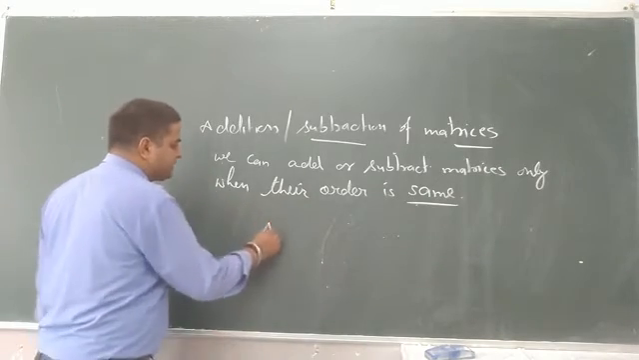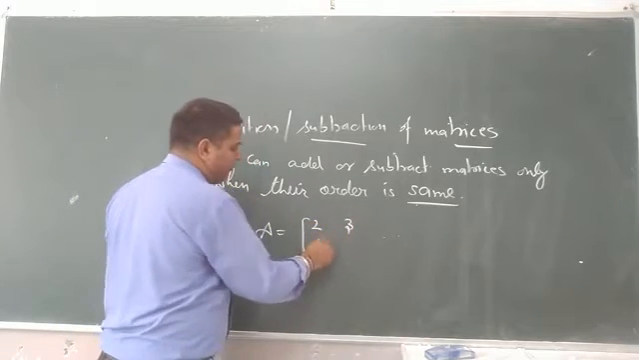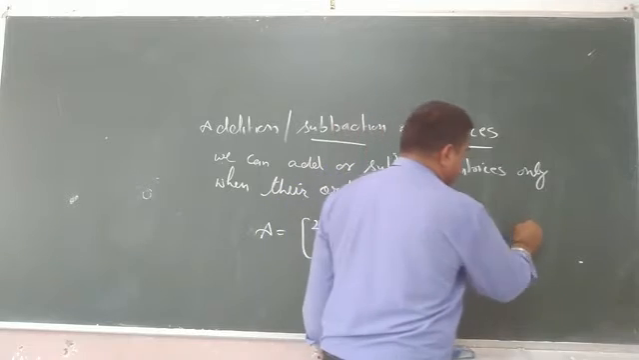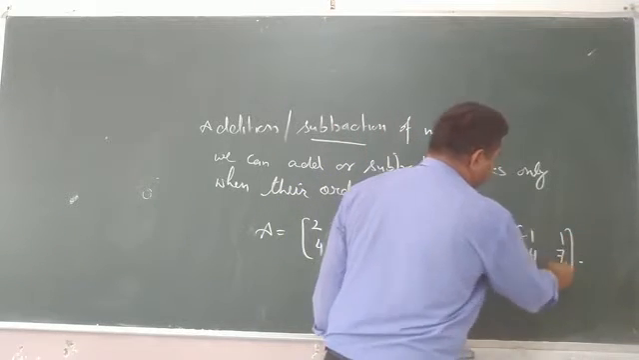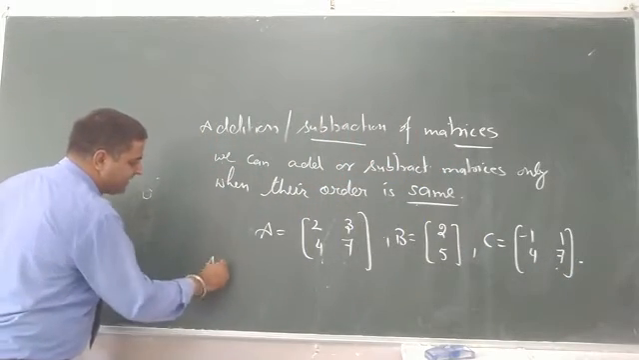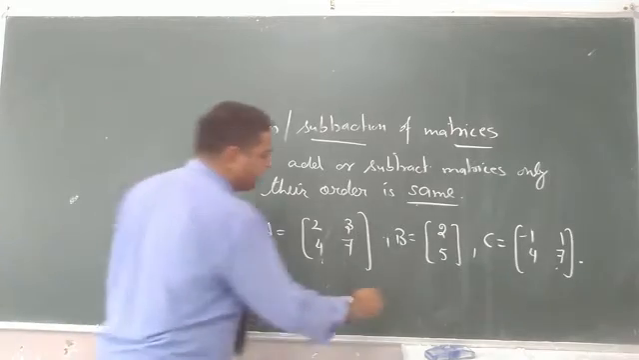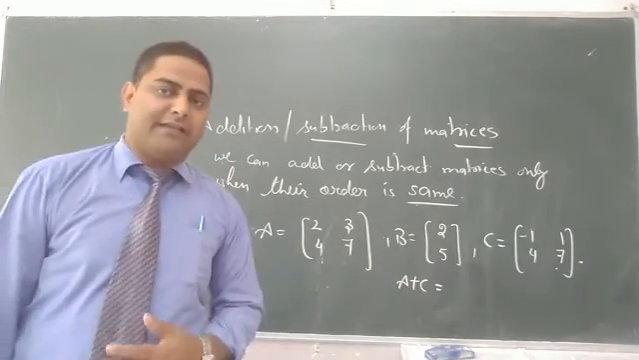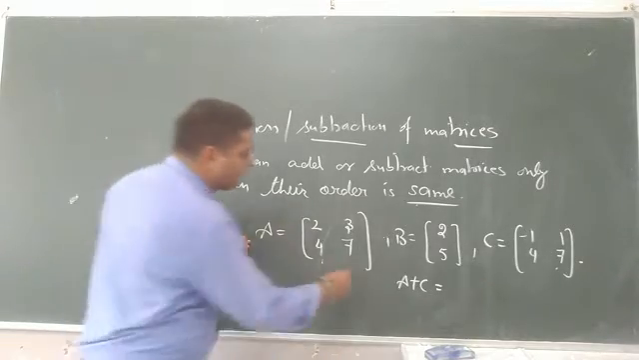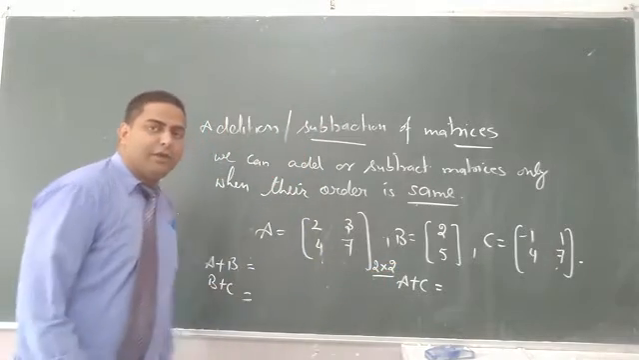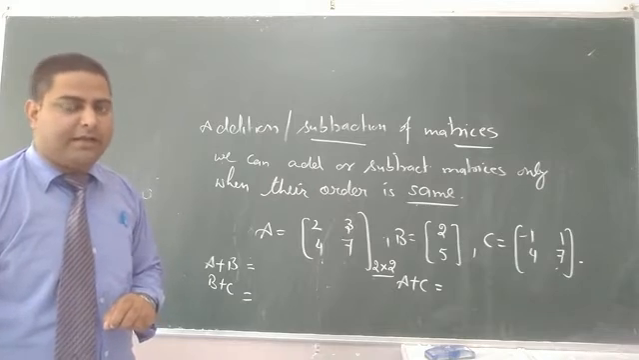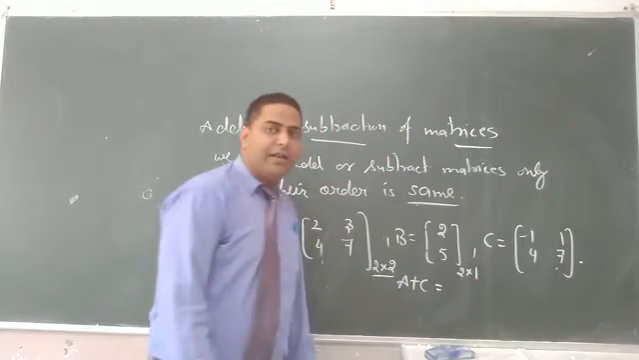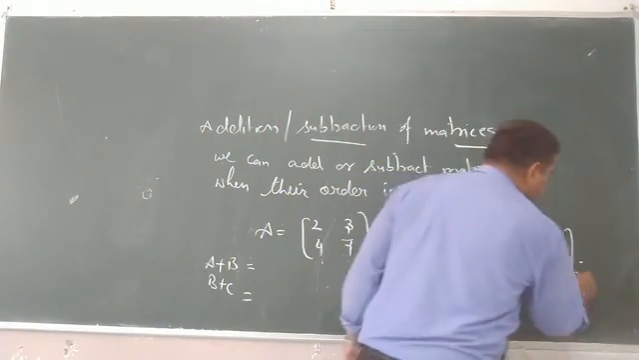Now let us say we have a matrix A whose members are 2, 3, 4 and 7. Another matrix B is given to us whose members are 2 and 5, and matrix C is given as -1, 1, 4 and 7. The question is, find A plus B, B plus C and A plus C. Now just look at matrix A. What is its order? Its order is 2 into 2. Matrix B has 2 rows, 1 column, so the order is 2 into 1. Whereas matrix C has an order 2 into 2.